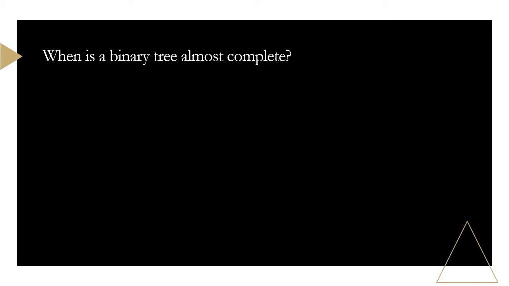Now, the next function that I am going to talk about is a function that tells us whether the given tree is almost complete or not. So before that, let us recall what an almost complete binary tree is. There are three kinds of almost complete binary trees. If the tree is a PBT, then the tree is an ACBT.